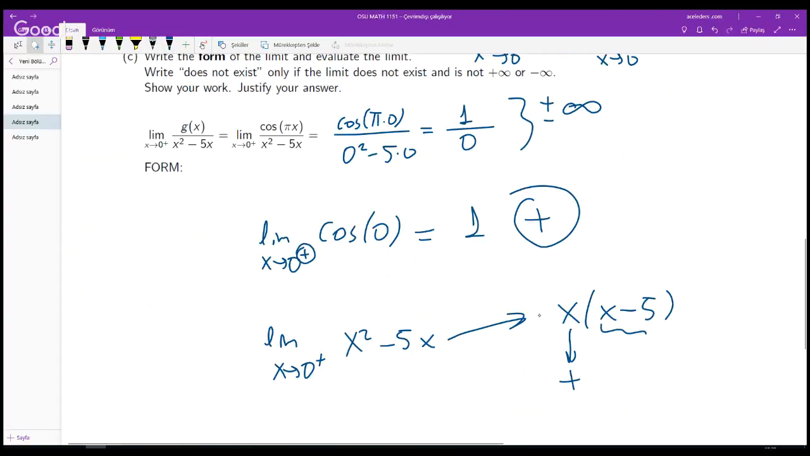So what about x minus 5? I think it is so clear. When x is around 0, x minus 5 is for sure negative. Therefore, this thing here is negative as well, because positive times negative is negative. So now I have a positive term in the numerator and a negative term in the denominator. What's the answer? Positive over negative. What do you say?